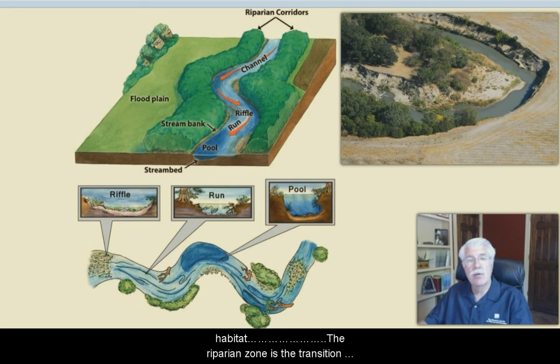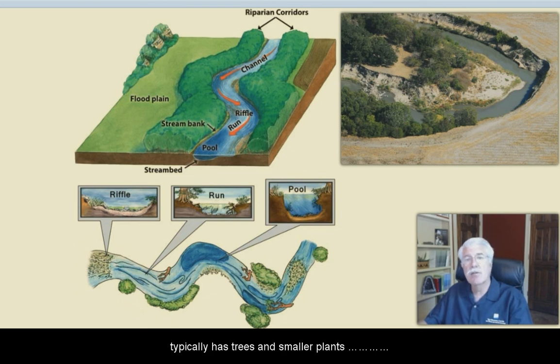The riparian zone is the transition area between the stream edge and the uplands, and this typically has trees and smaller plants and bushes that extend outward on either side of the stream. A riparian zone with heavy plant growth may be the best protection or buffer against non-point source water pollution.